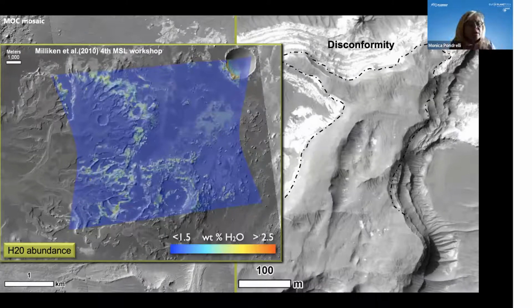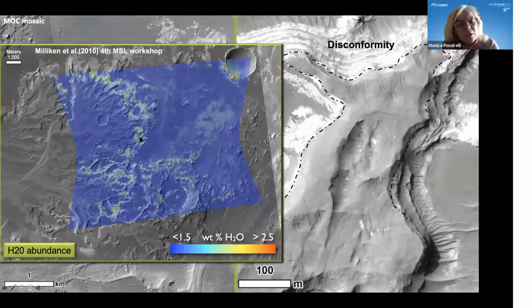And if we look at the water abundance in correspondence of this crater, we observe that indeed the water abundance is maximum in correspondence of this light tone unit.